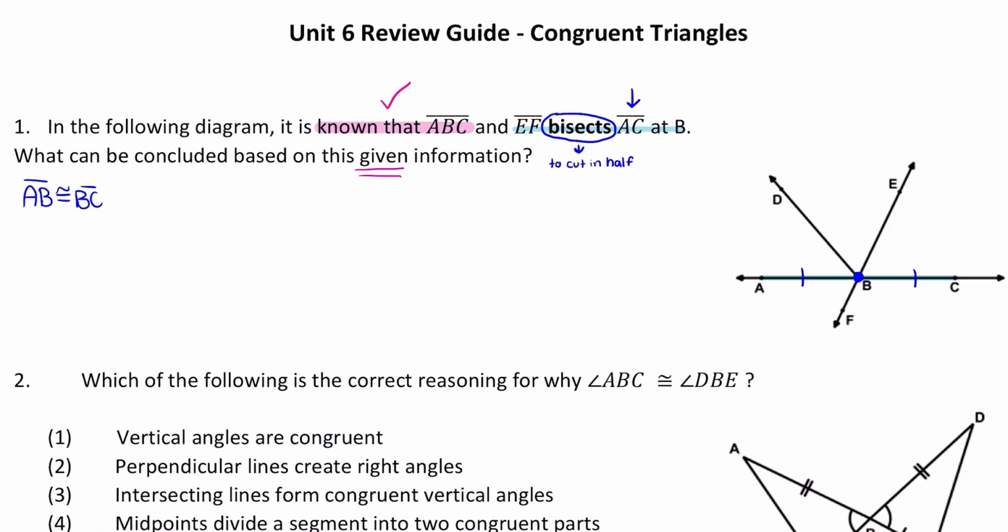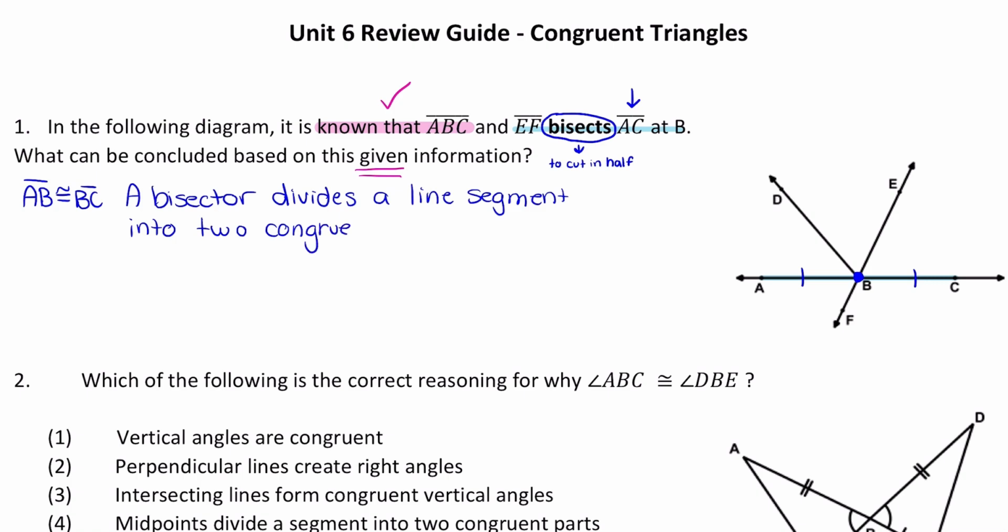But because this is a review guide, I am going to provide you with an explanation because very easily on a test or a quiz or any kind of assessment, you can be asked to explain how you know that. So in an explanation, you're just thinking about your given, a bisector, and what your next statement and reason would be. So AB being congruent to BC would be your next statement, and the reason is a bisector divides a line segment into two congruent halves.